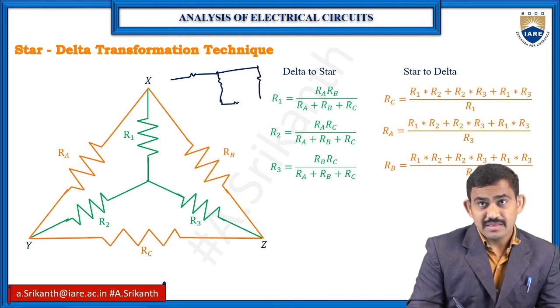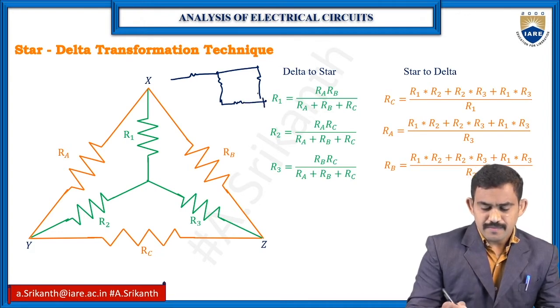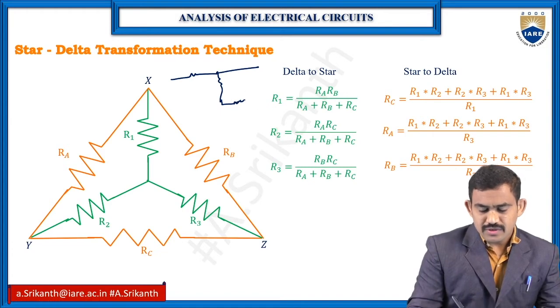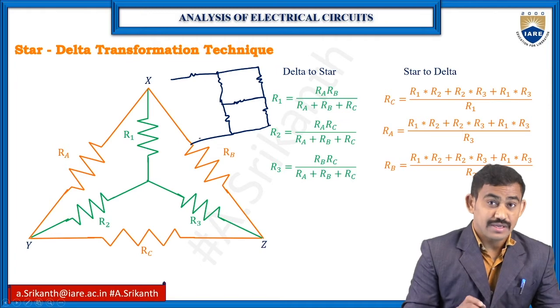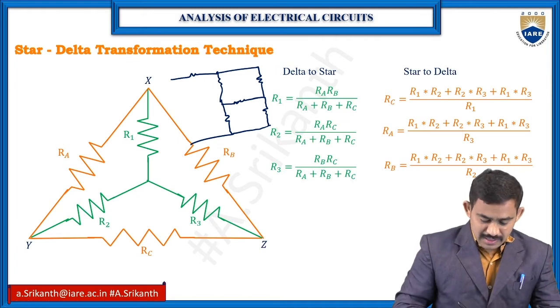guys, just think before which node you want to take. Okay, so here I want to convert. Now delta to star is already done. Now I want to convert star to delta.